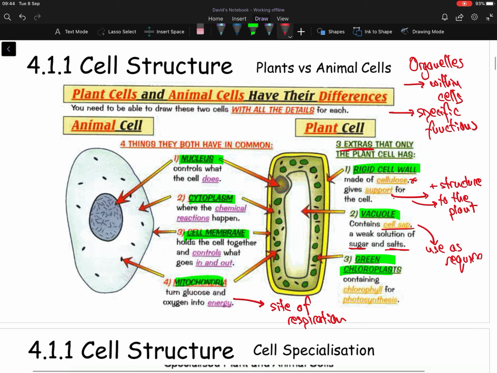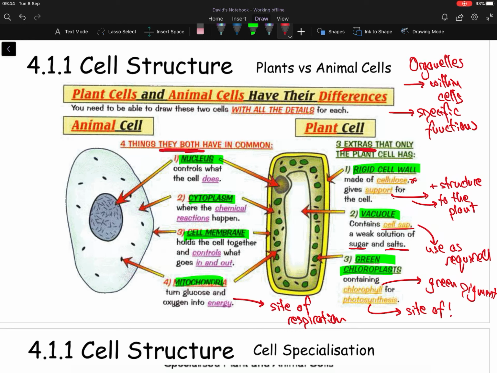And then they contain chloroplasts, which contain chlorophyll, which is a green pigment. It's a colouring, and it's the site of photosynthesis. So it's where photosynthesis occurs. Okay, so it's important to remember that they both have these, but only plant cells have these. Good. So hopefully you made a few notes on that.